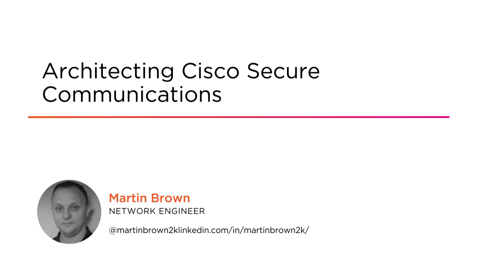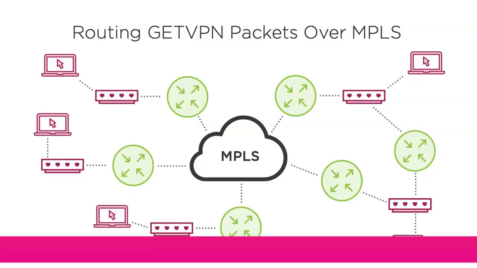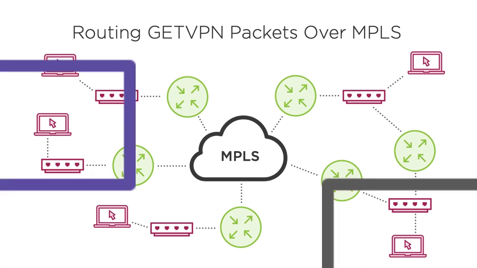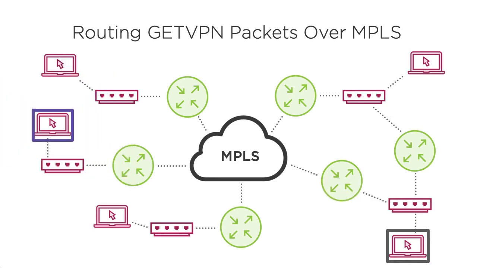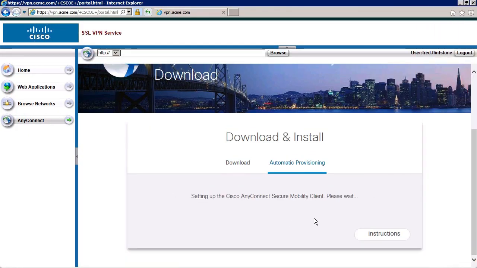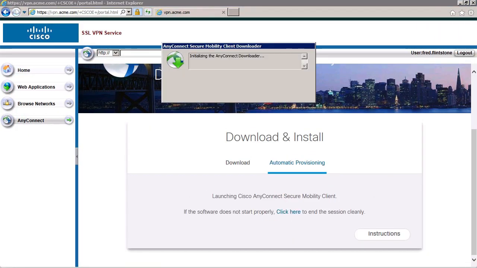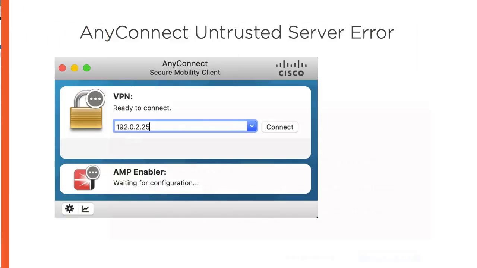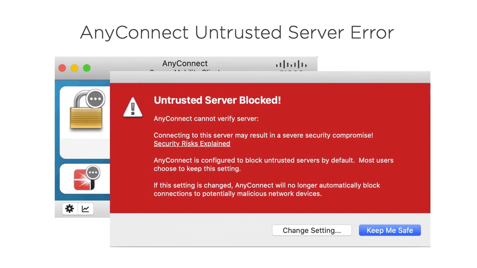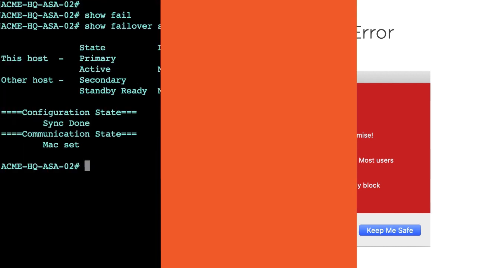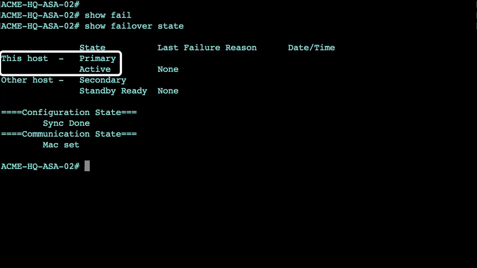I am a dual CCNP certified network engineer and I currently work for a Tier 1 service provider. In this course, we are going to look at the various types of site-to-site and remote access VPNs that can be configured on Cisco devices and the scenarios in which each type should be used. We then move on to look at some design best practices including high availability and go through the configuration of an active standby ASA-HA pair.